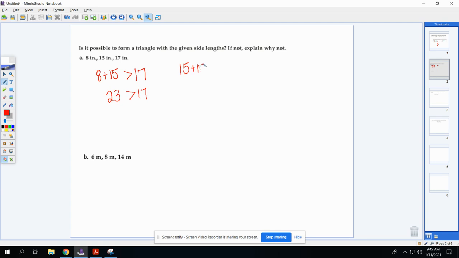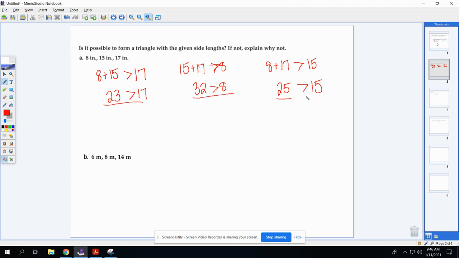Now let's do our next 2 sides. 15 and 17 has to be greater than 8. That should be pretty straightforward. When we combine these two, they're going to be greater than 8. So 32 is greater than 8. And then lastly, we have to do our first side and our third side. 8 plus 17, we have to show that that is also greater than 15. So 8 plus 17 gives us 25. And yes, of course, 25 is greater than 15.